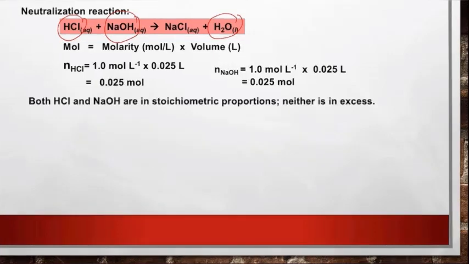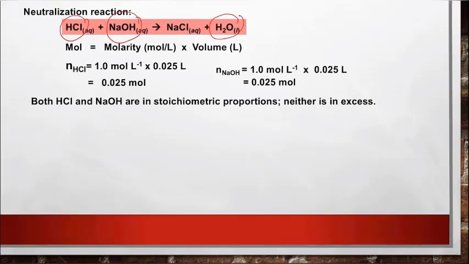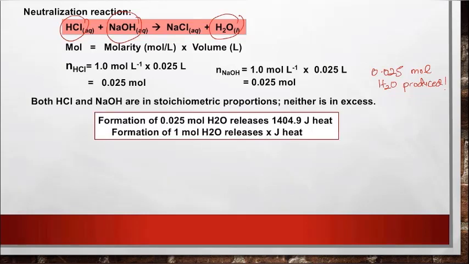However, in this case, both HCl and NaOH are in stoichiometric proportions. Neither is in excess, neither is the limiting reactant. So we can just use both number of mole. When the number of mole of both reactants is 0.025 mole, that means the number of mole of water produced is also 0.025 mole. Hence, we can conclude that formation of 0.025 mole water releases 1404.9 joule heat. But what about the formation of 1 mole of water?